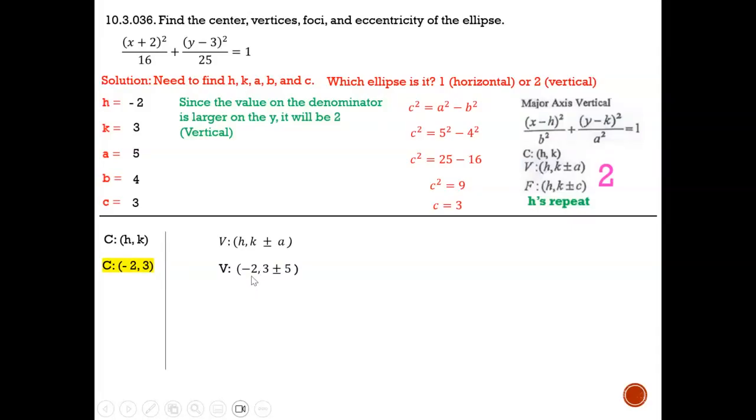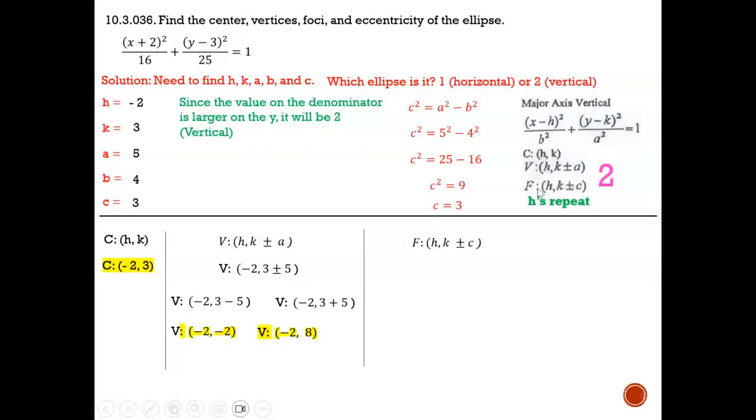Right, so I'm going to split them in 2. So it's going to be negative 2 because my h is negative 2, my k is 3, and my a is 5. So it's going to be negative 2, 3 minus 5, and negative 2, 3 plus 5. It's going to give us negative 2, negative 2, and negative 2, 8. These are my vertices. Okay. Now comes the foci.